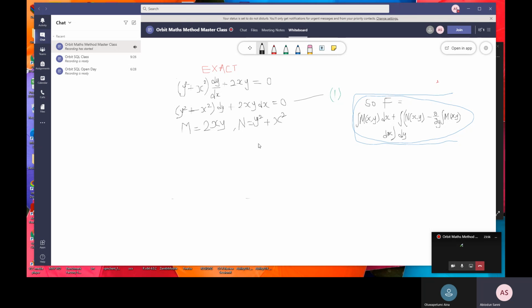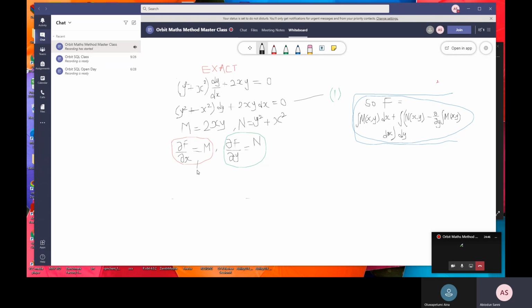Recall that if f is the solution to this, it means that df/dx will be equal to M, and df/dy will be equal to N. So I can start my manipulation from here if I like, or I can decide to start from this one. I will link both of them up at the end.